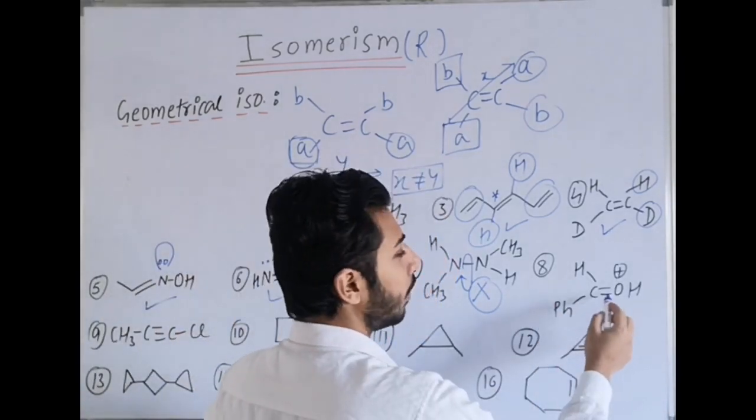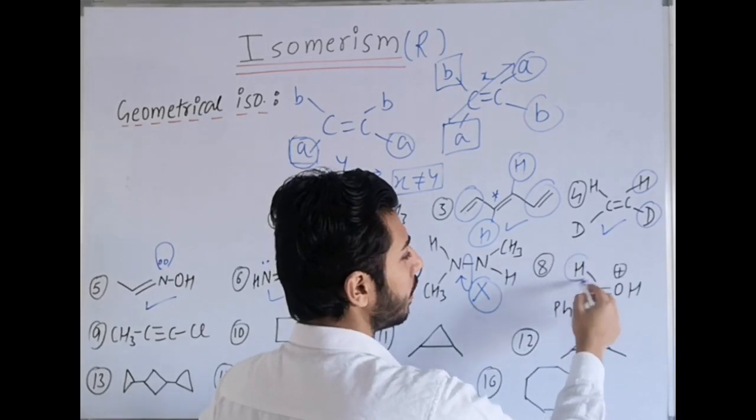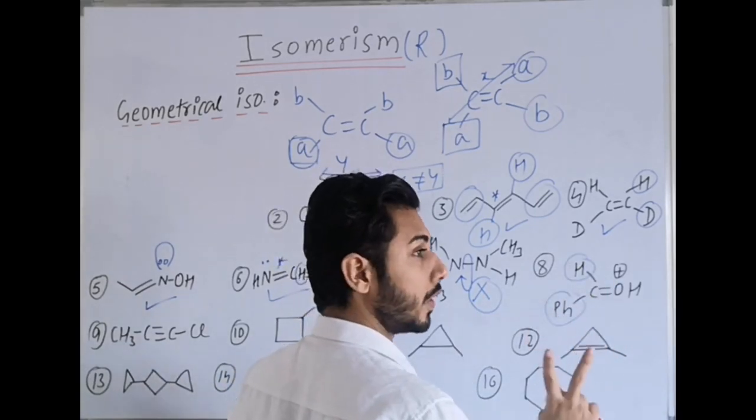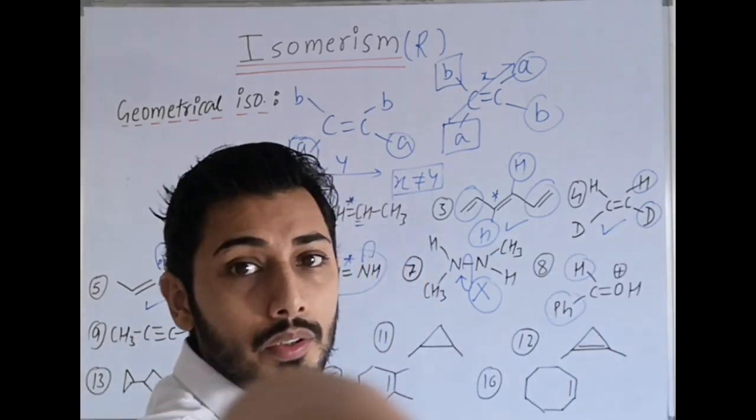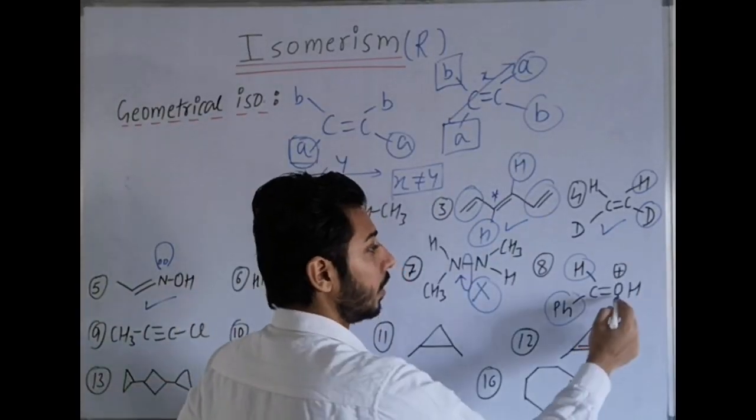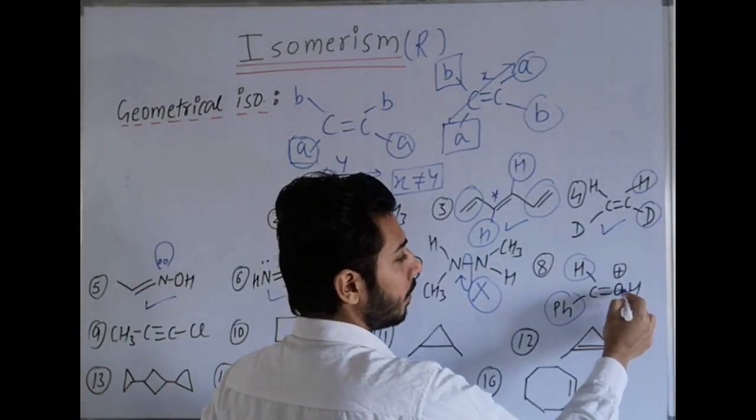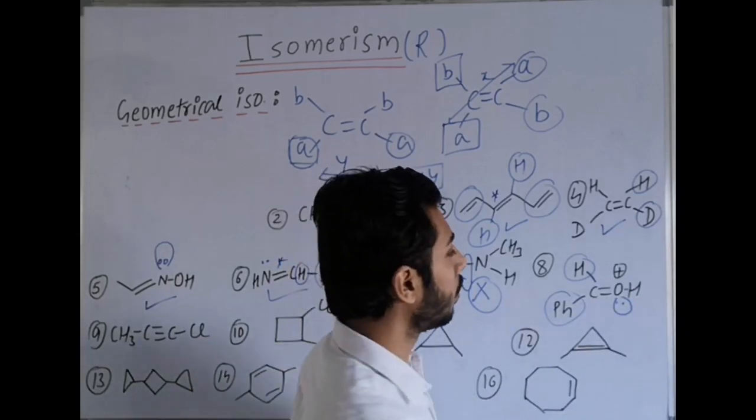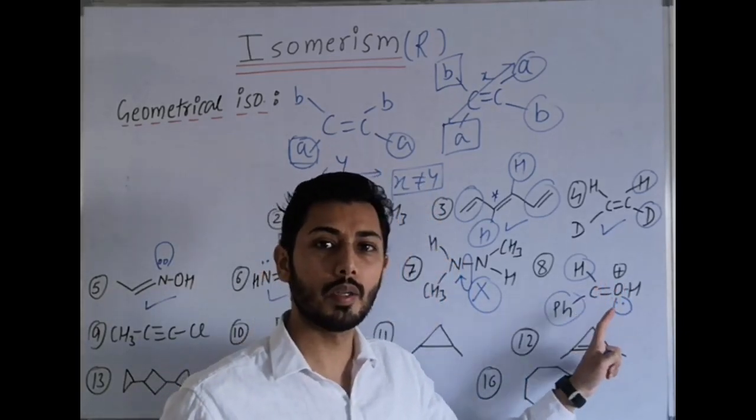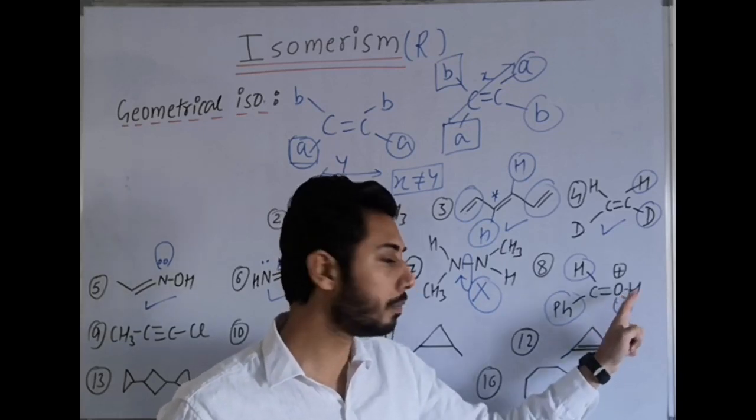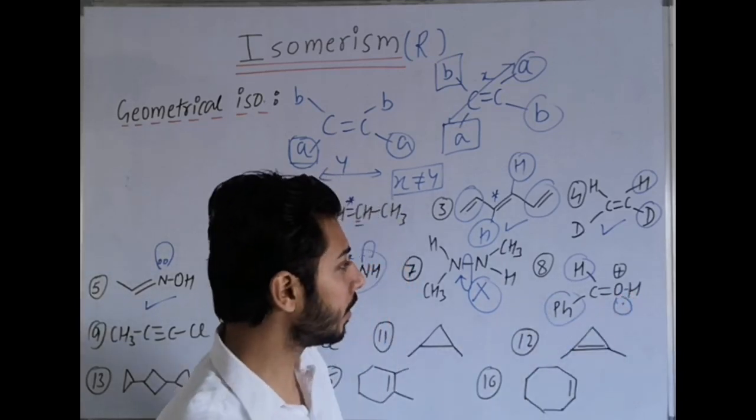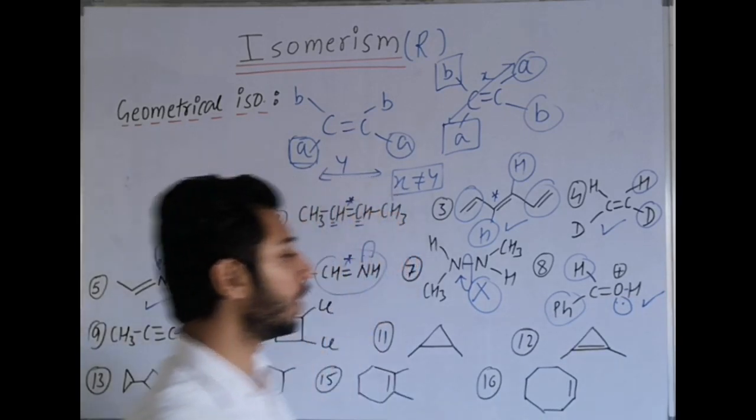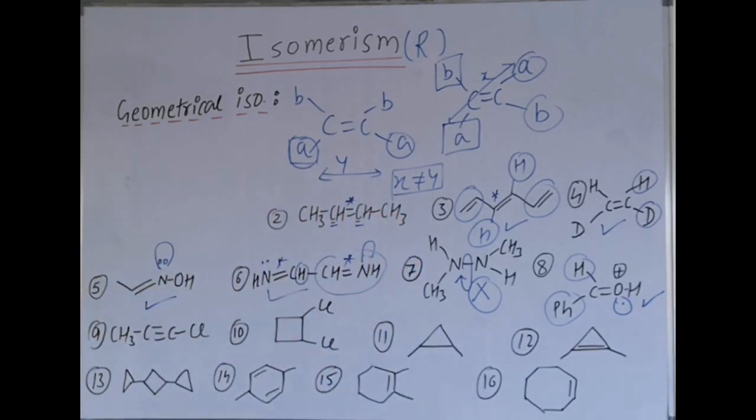8th question, double bond restricted rotation, carbon contains hydrogen and phenyl, two different groups, right? And here OH is there, one bond pair, and if you remember, if O is there, it means out of the two lone pairs, one is still present, that is lone pair and bond pair. That is the reason this will also participate in geometrical isomerism.